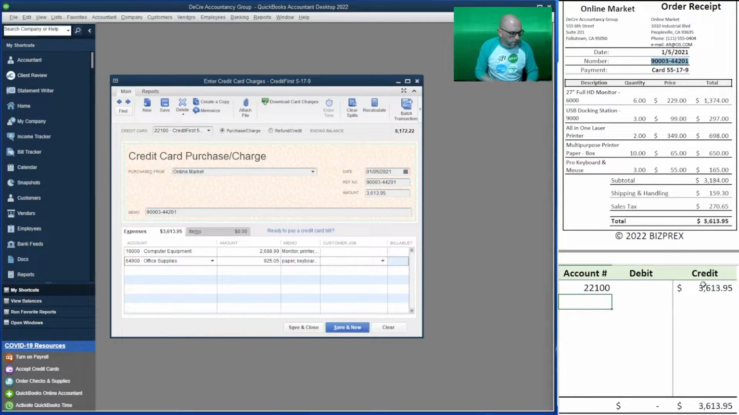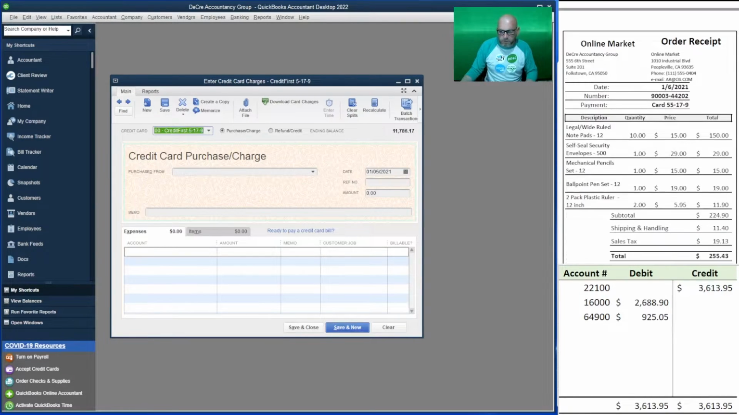Right, and then we have computer equipment that we purchased, with this liability went up 2,688.90. And we have office supplies. Again, debits and credits equal each other. That's what we were going for. They equal what we have here on this receipt. Therefore, we did a good job allocating and booking it. So let's go ahead and save and new.